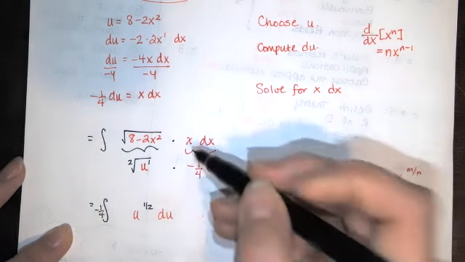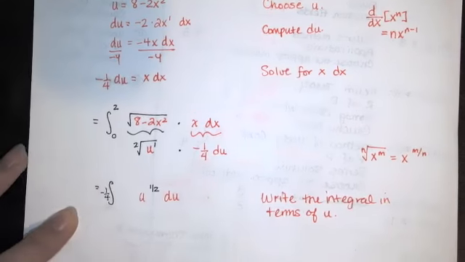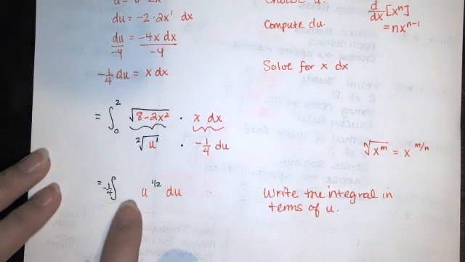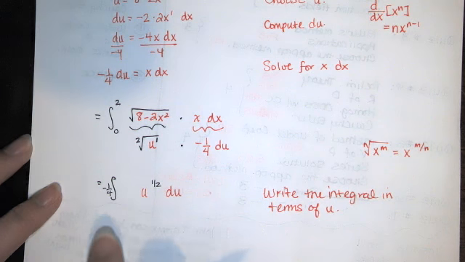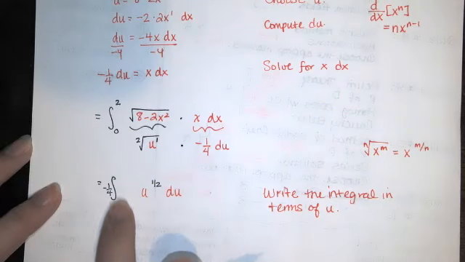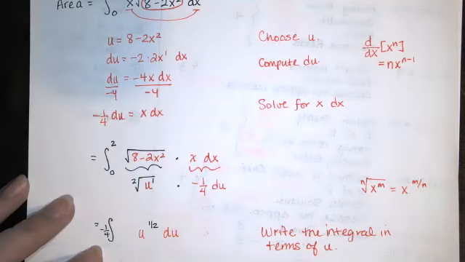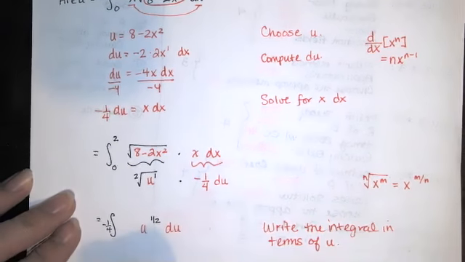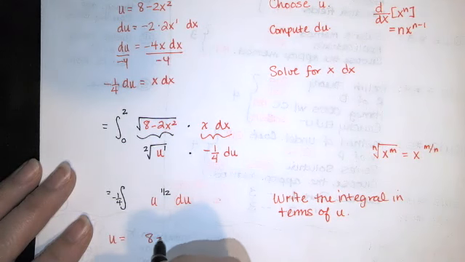Here we still have the dx, so this is going from x equals 0 to x equals 2. Down here, we're going to need to know where u starts and where u stops. The way you find the new upper limit, that final u value, and the new lower limit, that starting u value, is you take these x values and you just substitute them into your equation for u. So we had u equals 8 minus 2x squared.